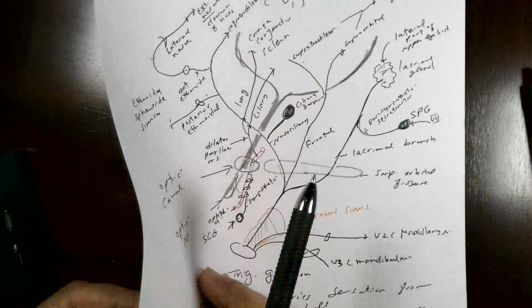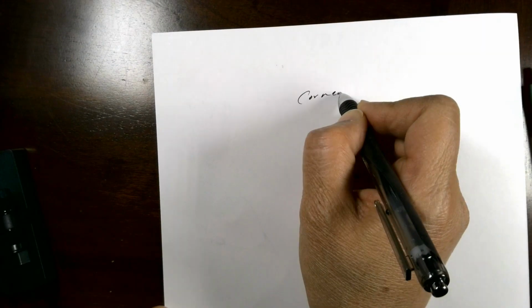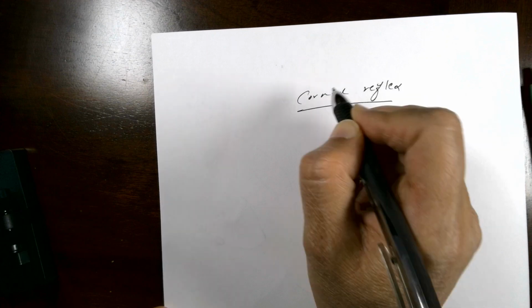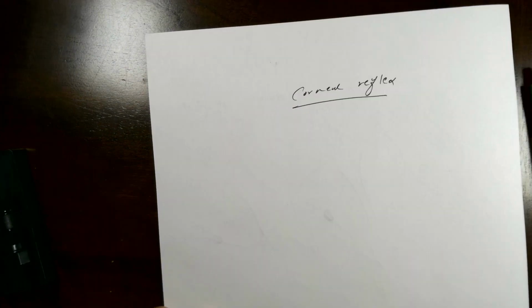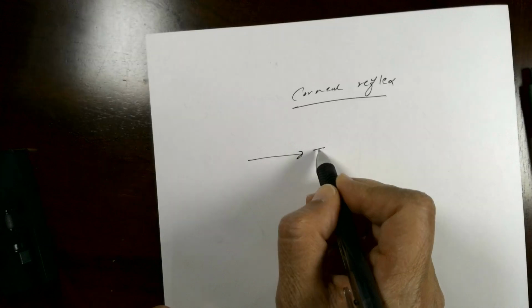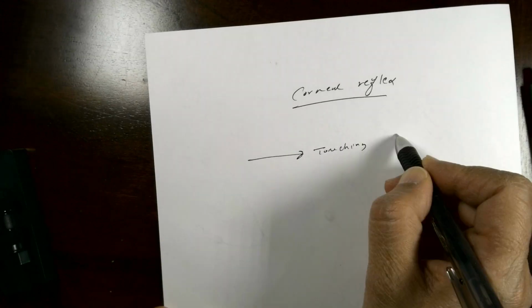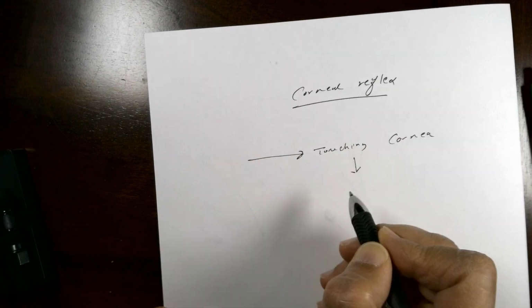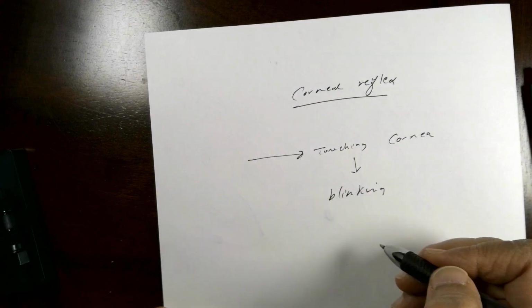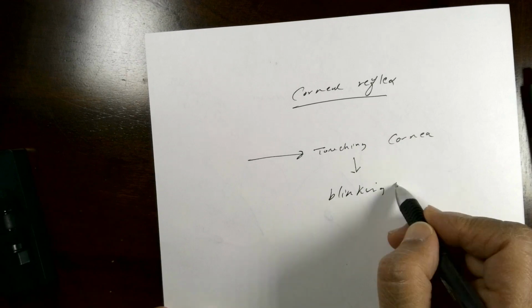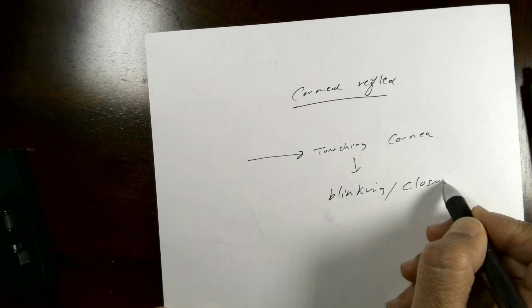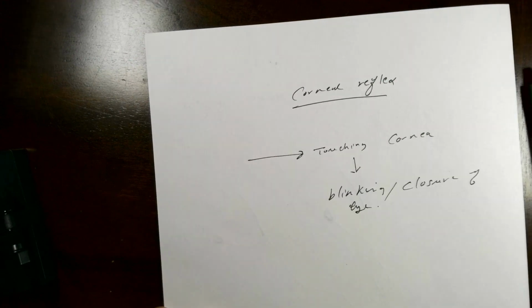Before I leave you, keep in mind there is something called the corneal reflex. If you touch the cornea, what is going to happen? Touching the cornea ends up in blinking, and the blinking happens as a closure of the eye, and it happens on both sides. If you touch the right, both the right and the left are going to close.